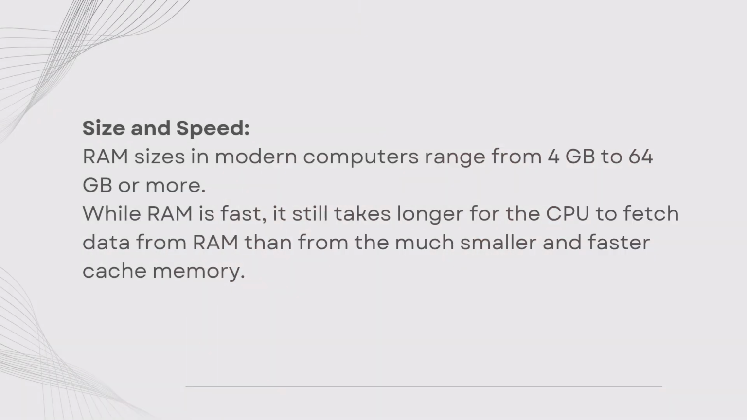Size and speed. RAM sizes in modern computers range from 4 GB to 64 GB or more. While RAM is fast, it still takes longer for the CPU to fetch data from RAM than from the much smaller and faster cache memory.